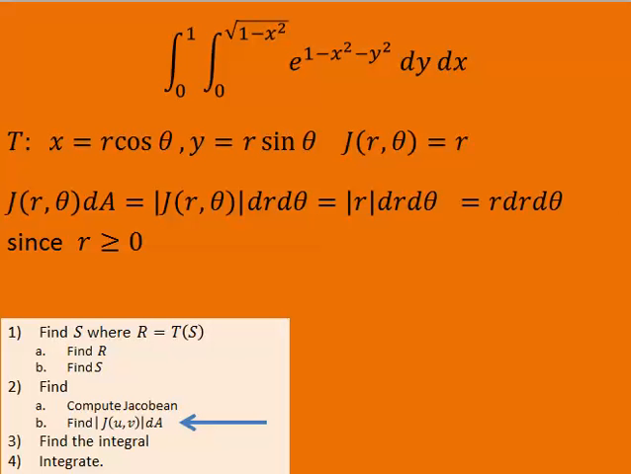Our next step is to find the absolute value of the Jacobian times dA. Now dA is going to be in terms of r and theta. So dA now with our new variables is equal to dr d theta. The absolute value of the Jacobian is just r because r is always non-negative.